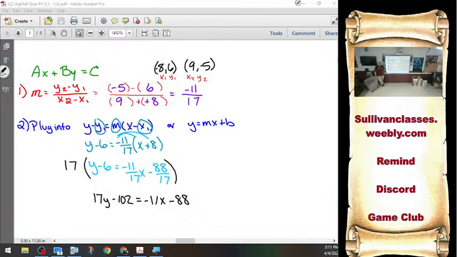My 17s will cancel out on denominators. 17 times y is 17y. 17 times 6, 102. Pretty sure. Right? 60, 42, yeah. 17 times something 17ths, poof, denominator cancels. Now it's just a matter of I add my 11x over here, and I'll add my 102 over there.